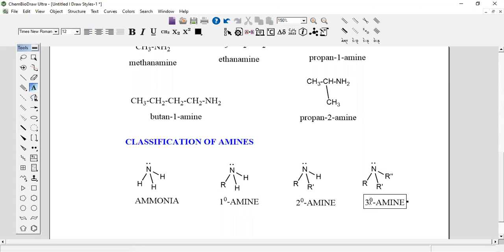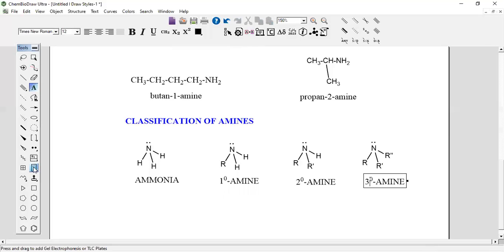That means, how are these amines classified? The amines are classified based on the ammonia itself. In ammonia, if one hydrogen is replaced by an alkyl group, that is called a primary amine. If two hydrogens are replaced, that is a secondary amine. If three hydrogens are replaced, it is going to be the tertiary amine. Follow my point? Yes, sir.